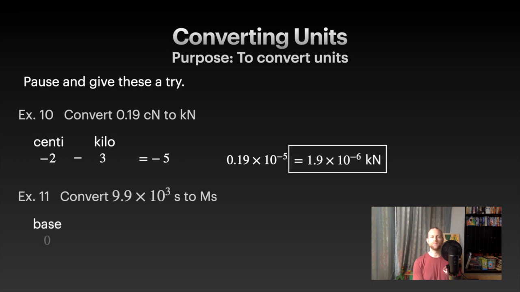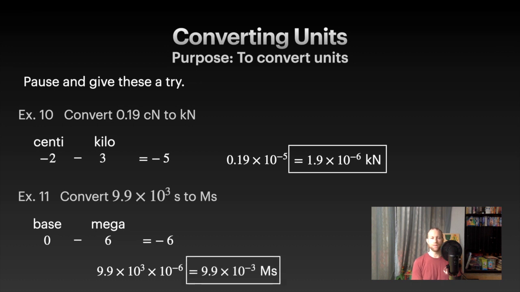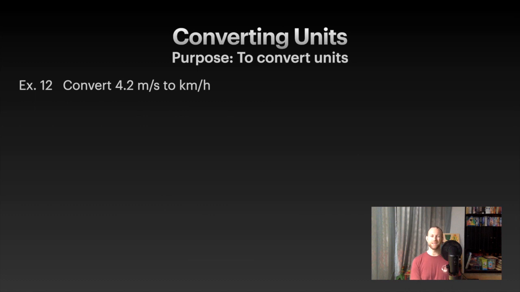For the next one, this one was a little bit trickier because seconds had no prefix. So if you didn't realize that, there's no power. So it's just 0 minus mega. This one you know, so we have a power of -6. Again, this one was tricky because we already had its scientific notation. So what do we do with this? Well, we write it out, our original number times 10 to the power of our new power. And hopefully you remember the exponent laws. 10 to the 3 times 10 to the -6 gives you 10 to the -3. So there you go. Okay, one last converting units problem.